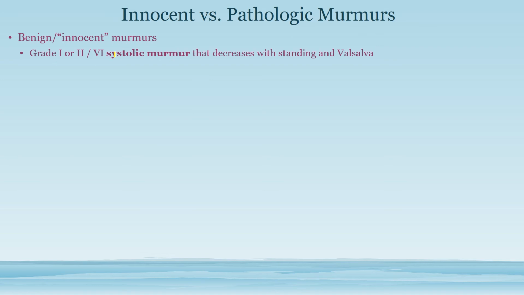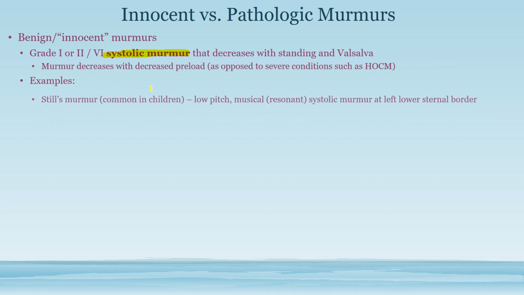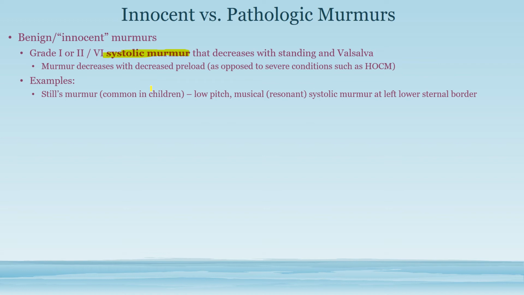So it has to be grade 1 or 2 out of 6, systolic, very important that it's systolic, and decreases with Valsalva and standing. Remember, severe conditions increase with standing and Valsalva. So the murmur decreases with decreased preload as opposed to severe conditions such as HOCM. So less preload, less murmur. It's mostly flow murmurs going on here. So here are some examples of flow murmurs.